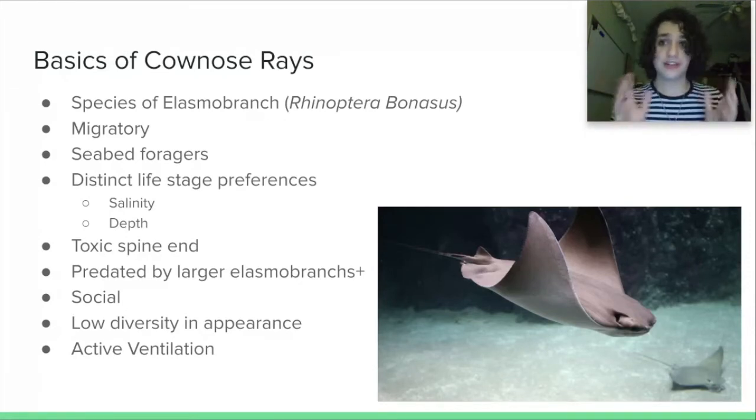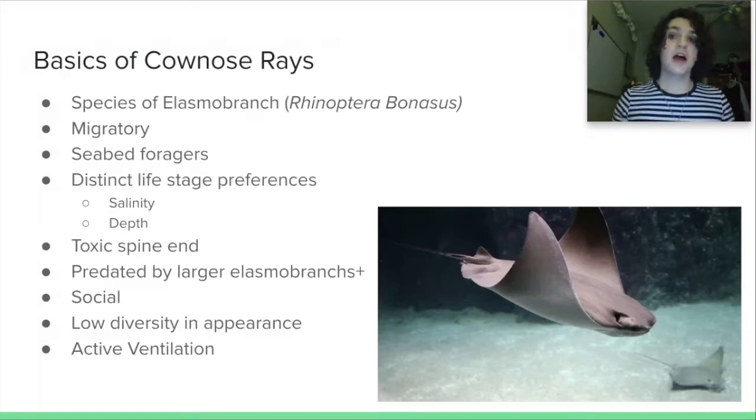And based off of which stage they're in, they have different preferences. So as they get older, they prefer more and more saline water, and their preferences change as well. When they are an adolescent or an adult, they prefer shallower water, and when they are a juvenile, they prefer deeper water. They have a toxic spine end they use for defense.